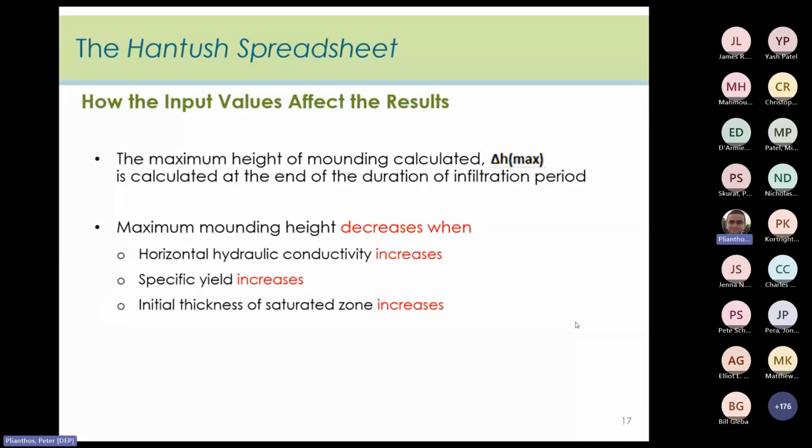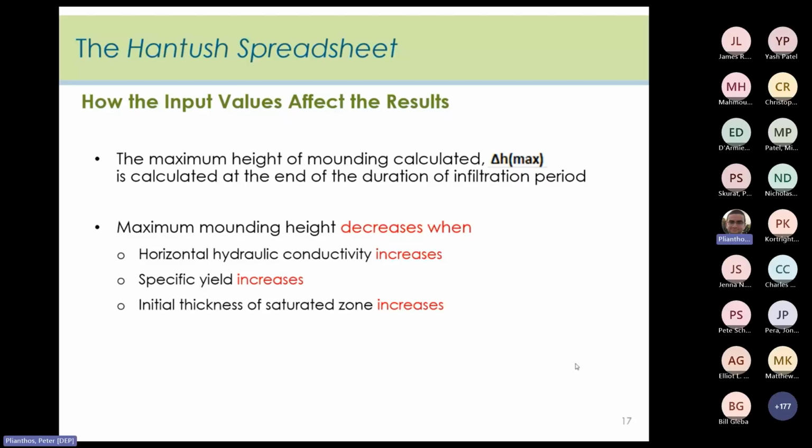Continuing on, there are some important relationships between maximum mounding height and the input parameters to note. Delta H max is the maximum height of the mounding, and the value calculated by the hand-touch spreadsheet is that which occurs at the end of the duration of infiltration period. This is explained on page 17 of Chapter 13. However, the hand-touch spreadsheet does not further calculate the mounding as it spreads out over time, and we'll talk about this further in just a moment.